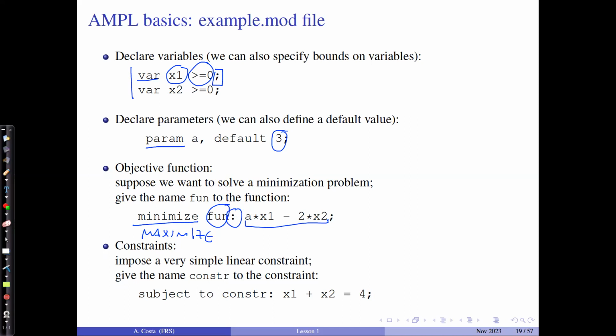And then we can specify the constraints. To specify a constraint, you need to use the keyword subject to, followed by the name of the constraint, followed by this, followed by the constraint. So what is this problem now? Here we are saying we have two variables that are non-negative. We know that the sum of these two variables is equal to 4. I want to find the values of x1 and x2 that minimize the function 3x1 minus 2x2. This is what the model is doing.